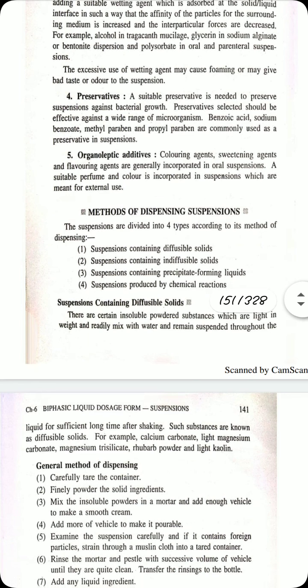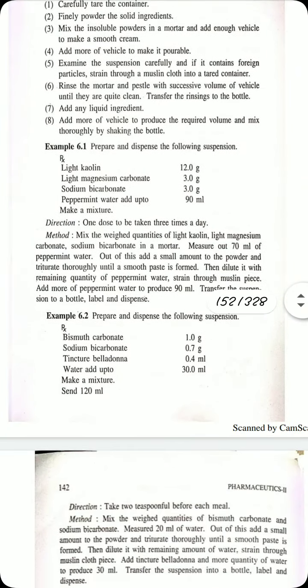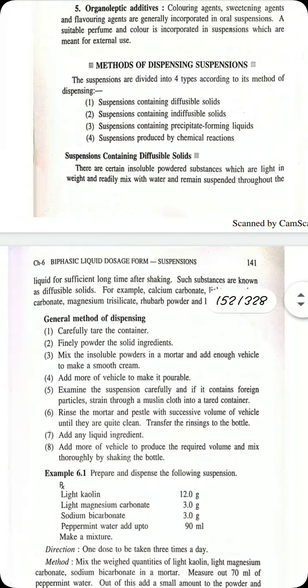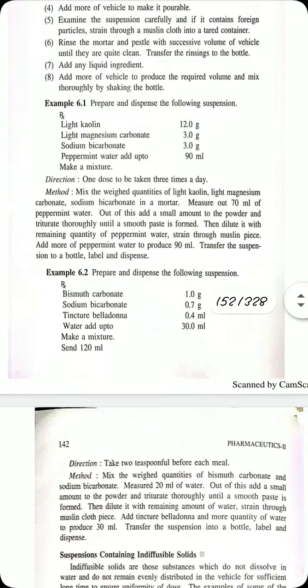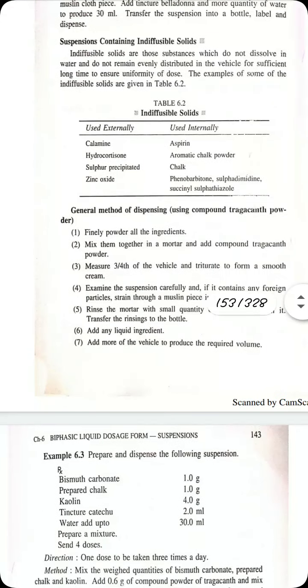Then, methods of dispensing the suspensions. First one is suspension containing diffusible solid. Next, suspension containing indiffusible solid, suspension containing precipitate forming liquid, and the suspension produced by chemical reactions. These are the four methods of dispensing the suspensions.